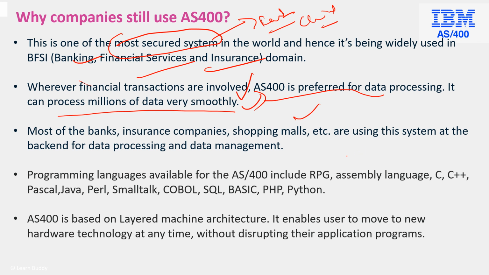Most banks, insurance companies and shopping malls use this system as the backend for data processing and data management. There are some projects where the front end is different, like CSS or HTML or something, but the backend is still the AS400. The programming languages available in the AS400 are RPG, assembly language, C, C++, Pascal, Java, Smalltalk, COBOL, everything. You can write all these programs in the AS400 itself, including Python.